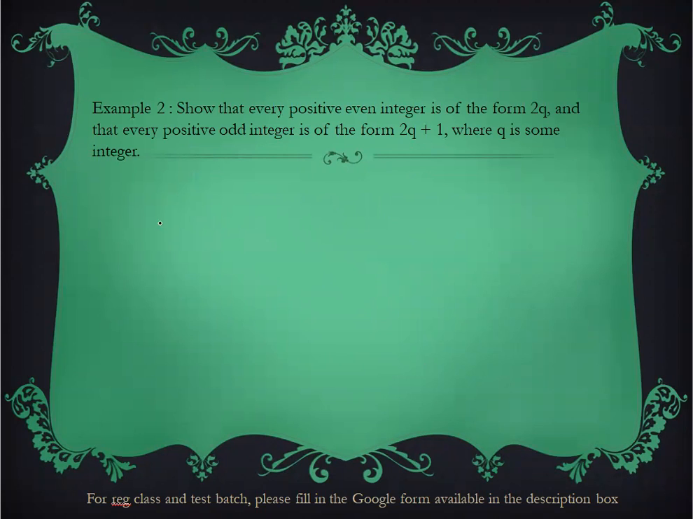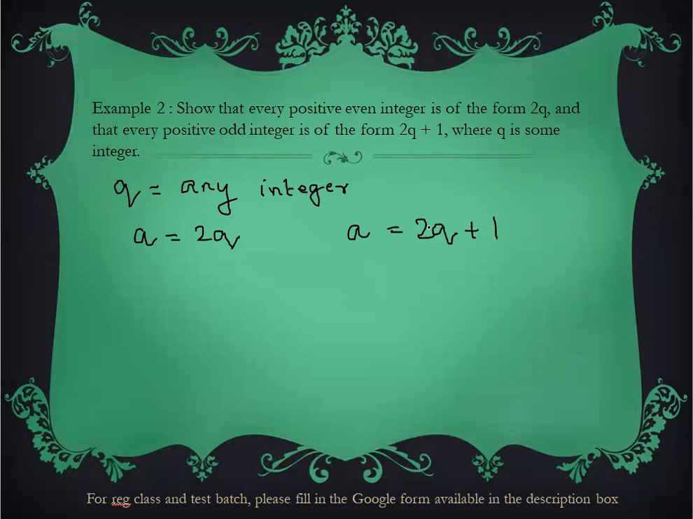Okay, so first, what they have given us is that q can be any integer, right? And what we need to prove is, if a is a positive even integer, then it should be equal to 2q. If a is a positive odd integer, then it should be equal to 2q plus 1. So this is what we need to prove.